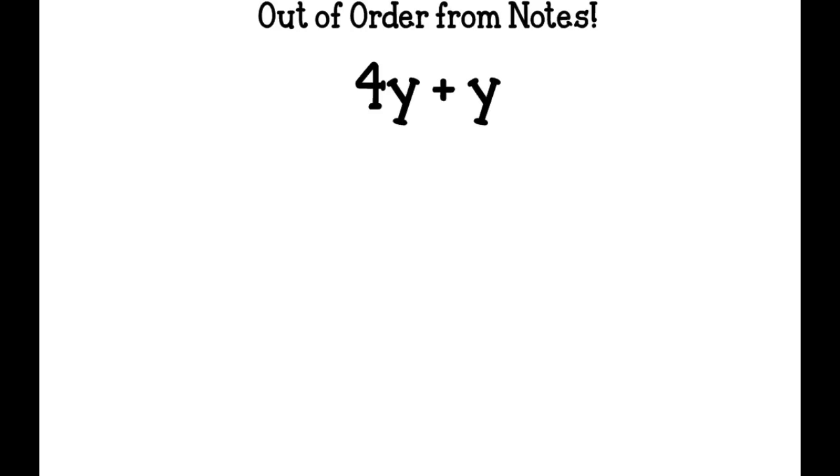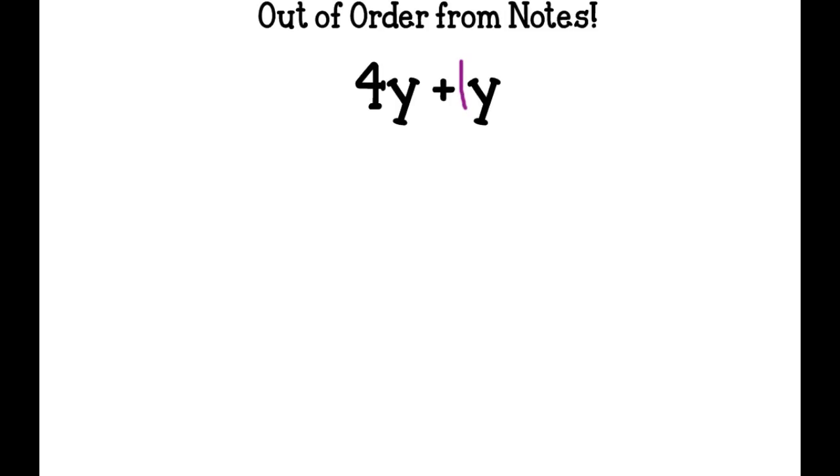Okay, this is out of order from your notes. So I think this is like example 4 or something in your notes, so you might have to find it to catch up. But 4y plus y. We talked about in class that there is always a number in front of this y. If there's not a number written, there's always an assumed number. We know it's there, and that is 1.